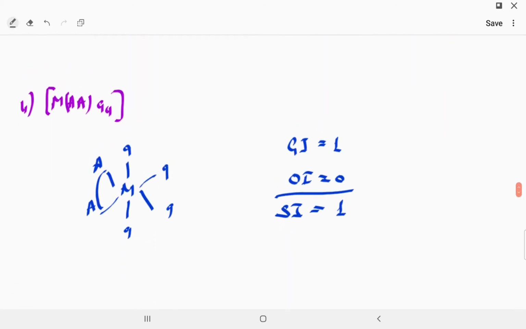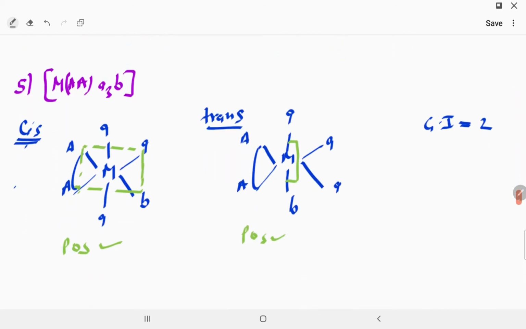Now the next case we can say MAA A whole 4. Okay, this means all monodentate ligands A are the same, that is 4, and one is a bidentate ligand, that is symmetrical ends. So it will show one geometrical isomer, no optical, so stereoisomer is 1. I hope this is very clear to you.